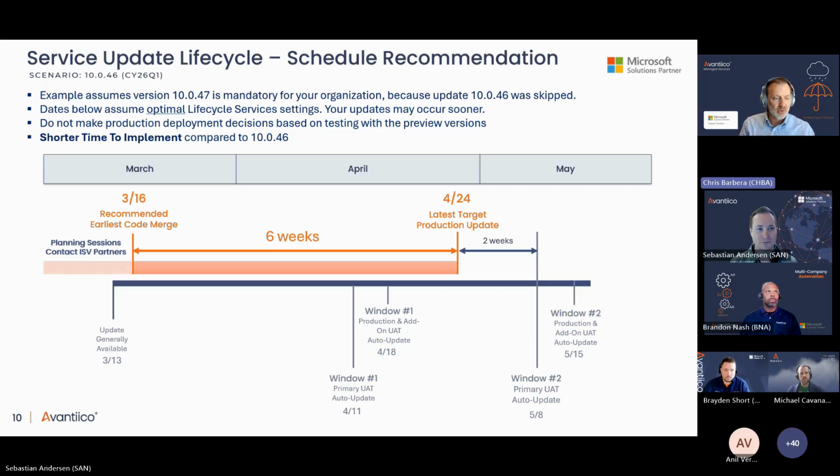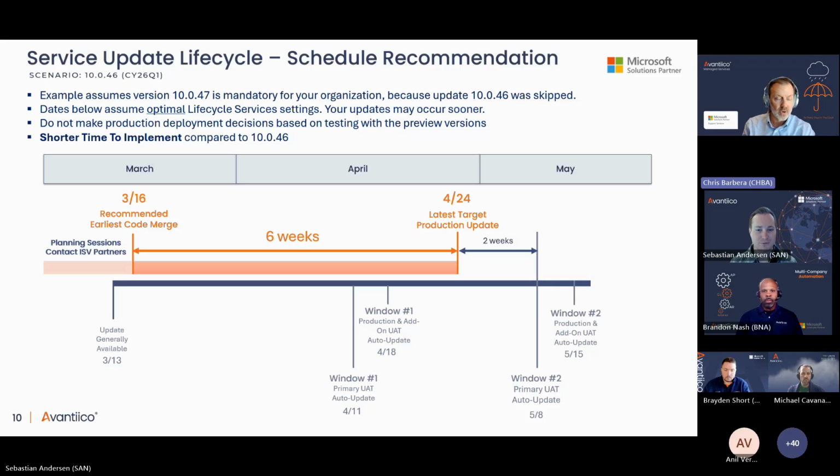Okay, so Microsoft says the update was generally available last Friday. So again, just continue to look at the bottom here in the blue section. There are 2 auto update windows. You can skip the first, but not the second. So your UAT environment, at the latest possible, will auto update on 5.8, and your production environment will update on 5.15, along with some of your other UAT environments.